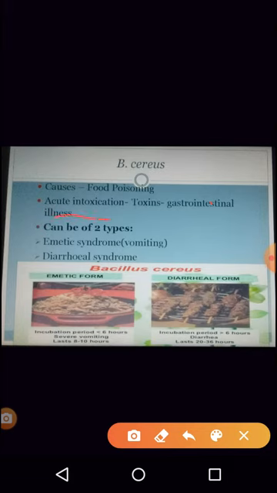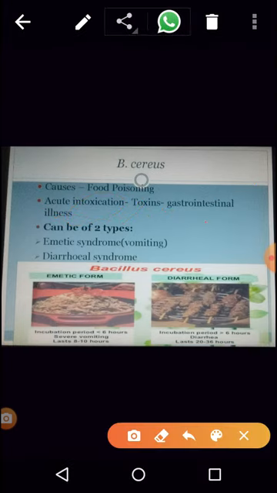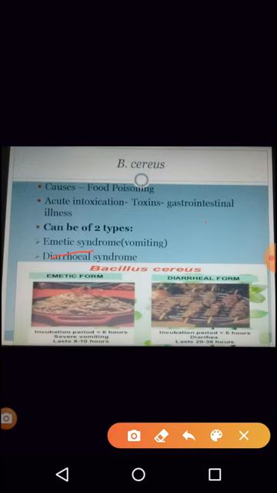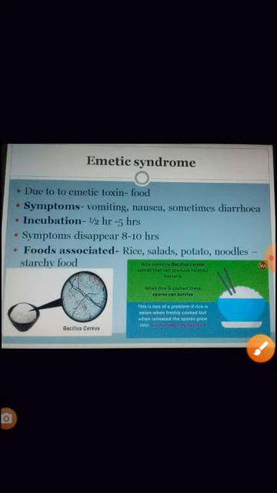What does it cause? It basically causes food poisoning by intoxication, which means it produces toxins, and because of the presence of toxins, it causes gastrointestinal illness. Now, what are the diseases? What generally does it cause? It causes two kinds of syndromes or diseases: the emetic syndrome, also called the vomiting syndrome, and the second one is the diarrheal syndrome or the diarrheal form. Now, let us see what these are.